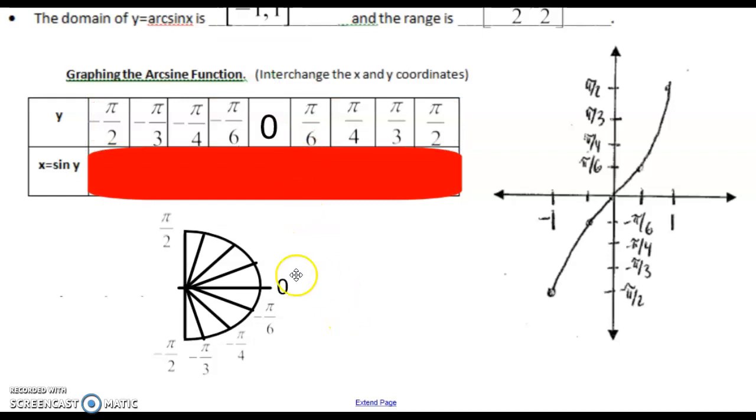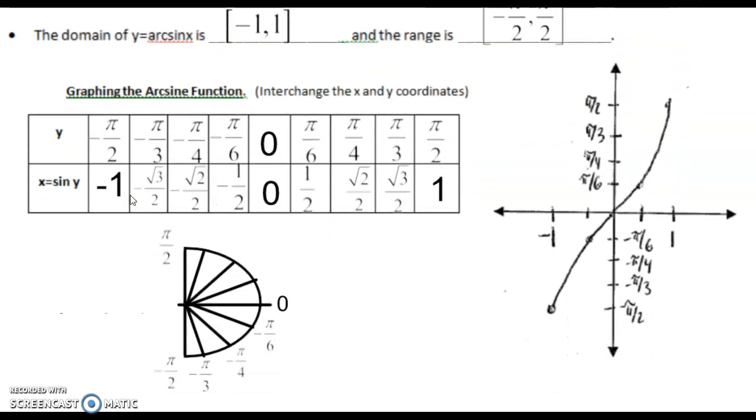So I want you to pause the video, write down all of these y values, and then use your unit circle if you need to help you evaluate the sine for each of those angle measures. Remember, the sine is the y value. So hopefully you took the time to check your work here. Look at the graph, make sure that you have this graph correctly. I'm not going to assess you on graphing it, but it's important to see that you're correct in knowing that the domain is negative 1 to 1 and the range is negative pi over 2 to pi over 2.